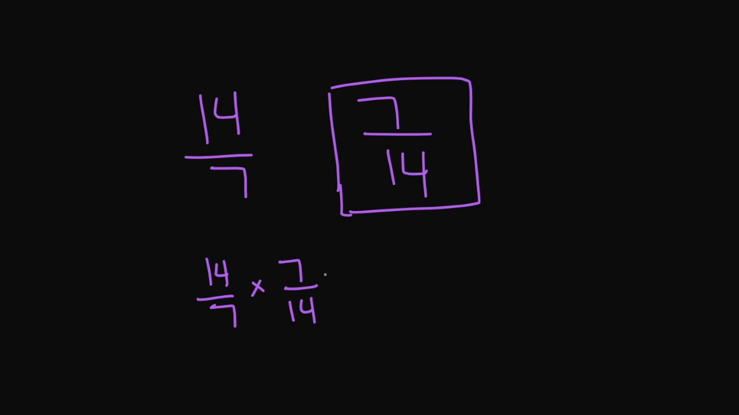14 times 7 in my numerator is going to be 98. And then my denominator, 7 times 14, is also going to be 98. So 98 divided by 98 equals 1. So we know that 7 over 14 is the correct answer.